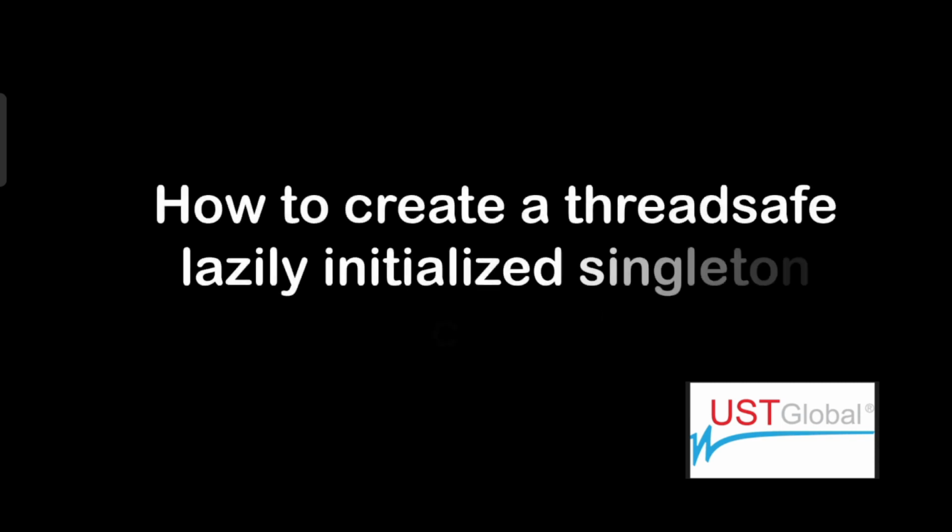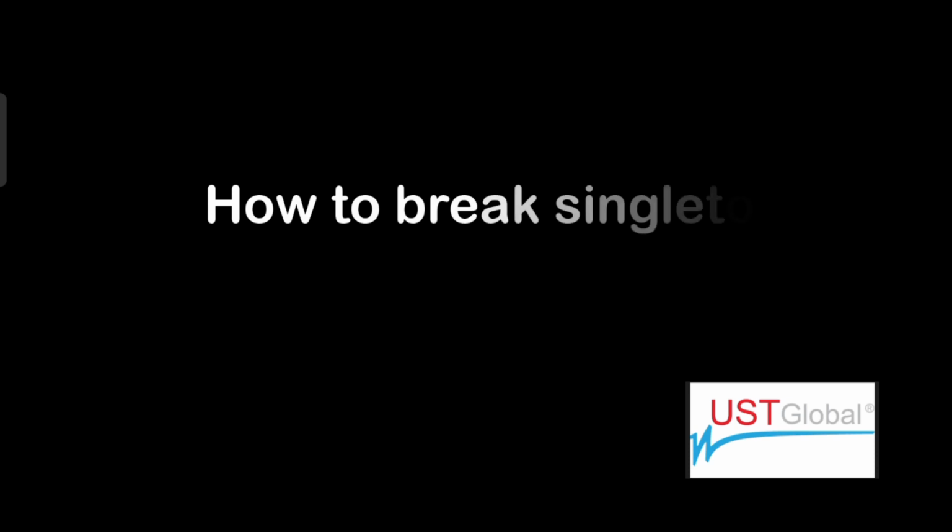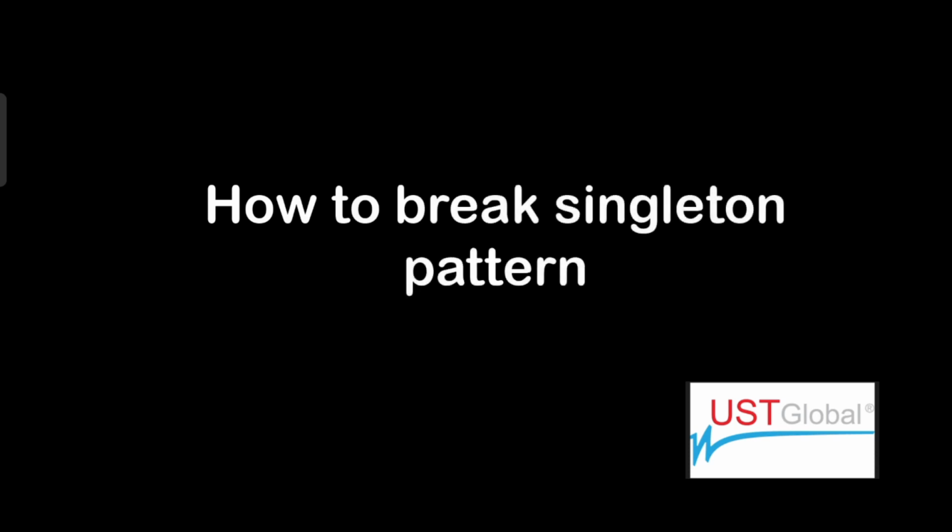How to create a thread safe lazily initialized singleton class? This can be done by using double checked locking. You can do this. How to break the singleton pattern? There are different ways, using reflection or using multiple threads if it is not a double checked lock.